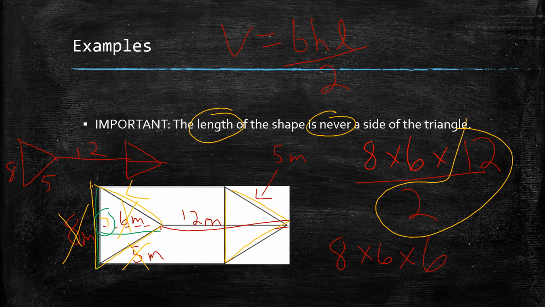8 times 6 is 48. And then I need to multiply it by that last 6. 6 times 8 is 48. 6 times 4 is 24, plus 4 is 28. So your answer is 288 meters cubed.